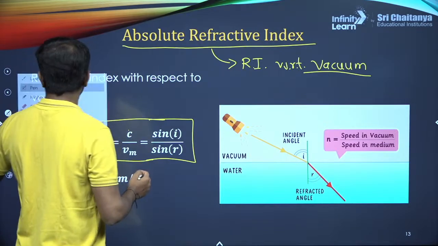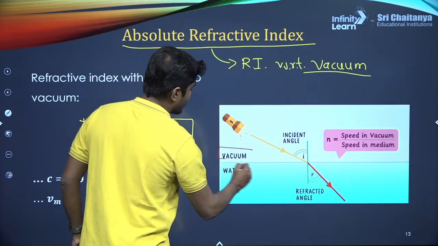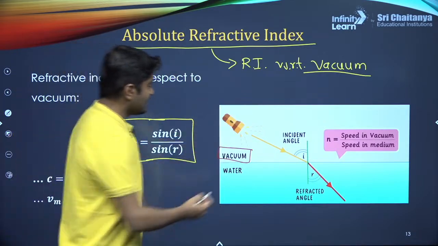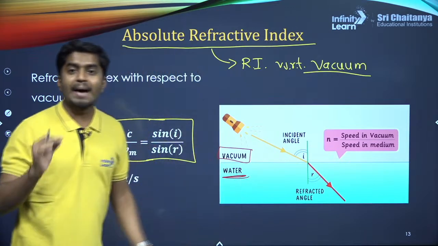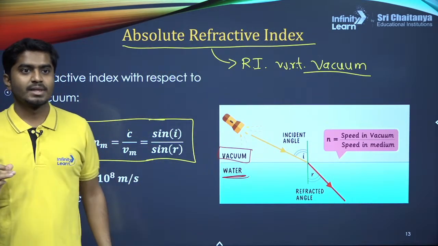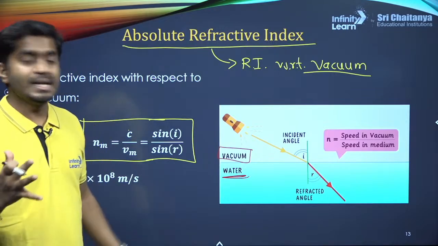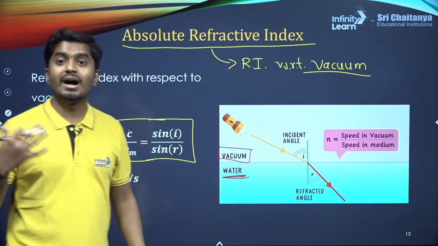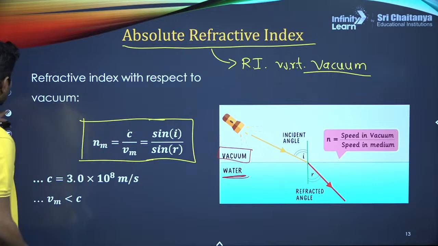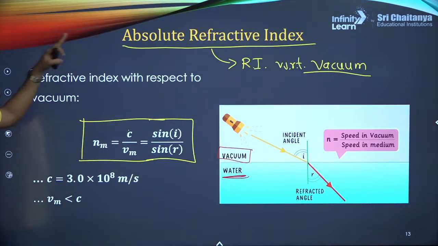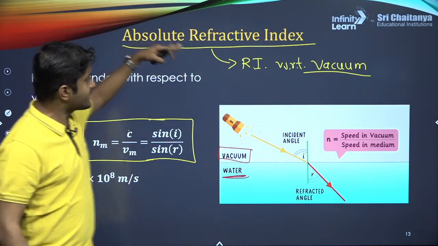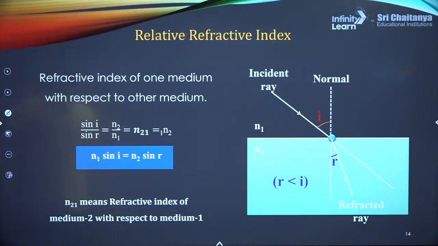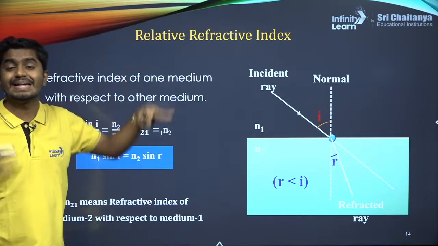So here look carefully, one of the mediums is vacuum. If the first medium is vacuum, then we directly calculate the absolute refractive index. If one medium is vacuum, then we directly get the refractive index of the other medium. So this is the way to calculate the refractive index. This is the absolute refractive index. It is the refractive index with respect to vacuum. Clear?